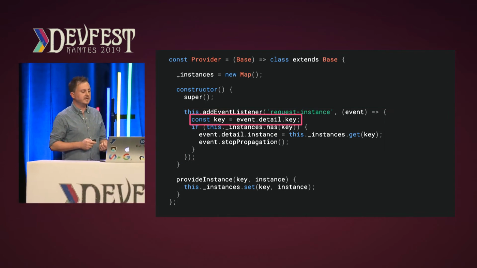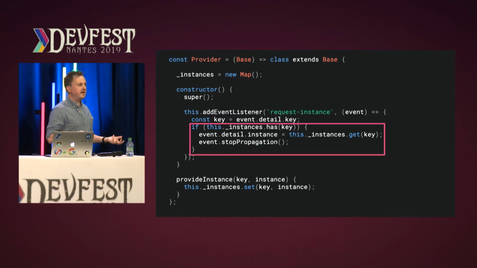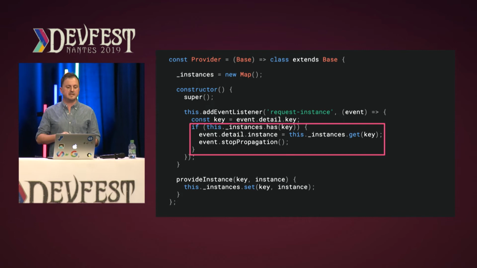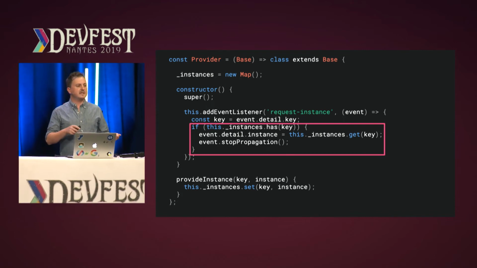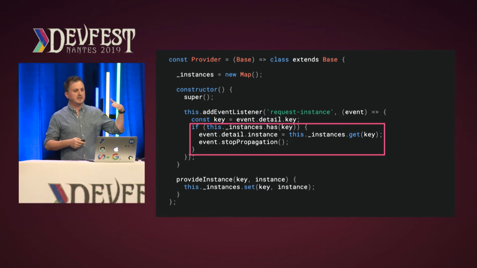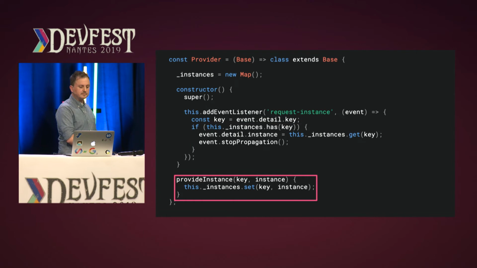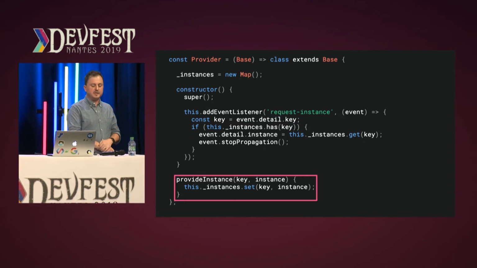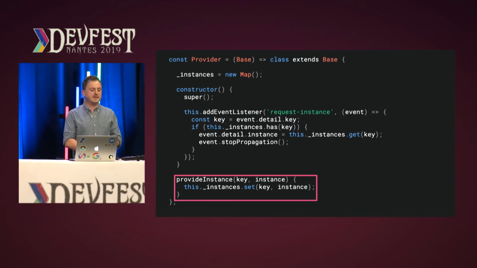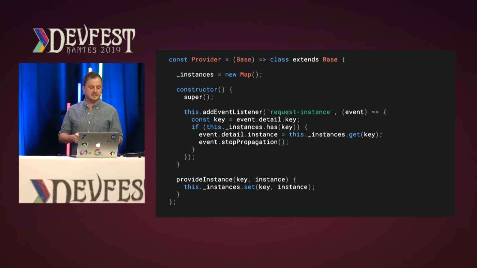And inside here, we're going to get the key that we want off of the event. And if we have an instance that matches that key, then we're going to set the instance on the event, and we're going to stop propagation so that other containers above in the tree don't have to answer this request. And then we're going to implement a provide instance method so that we make it easier for containers to set up the instances that they hold.